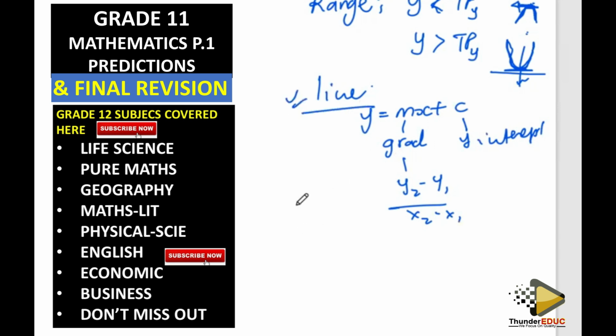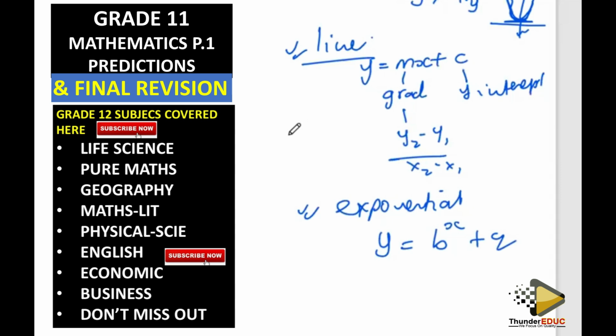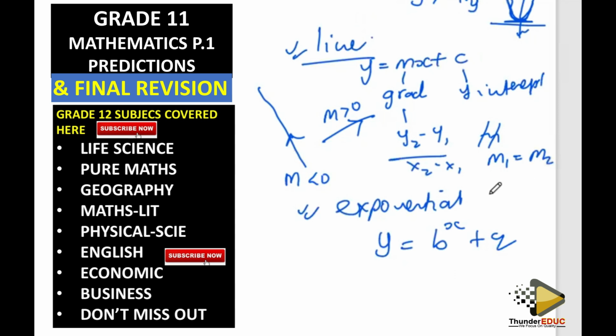Then the other graph that we always love is the exponential. In most cases, we give you b to the x, probably plus a q. Now, someone said the straight line could be that way, or it could be in that form. So we know that if it's in this direction, the gradient is negative. If it's in this direction, the gradient is positive. We know that parallel lines have the same gradient, and for perpendicular lines, the product of the gradients must give us -1.